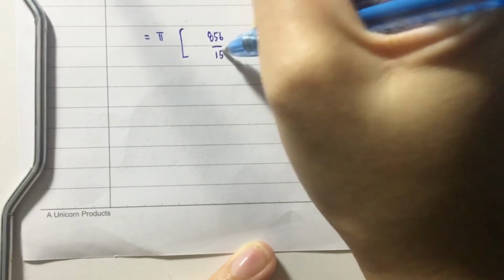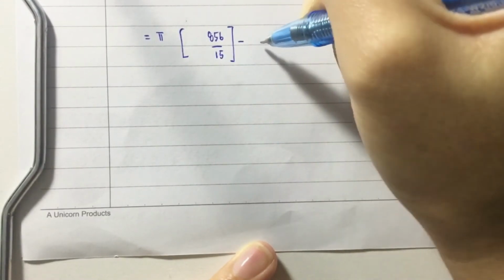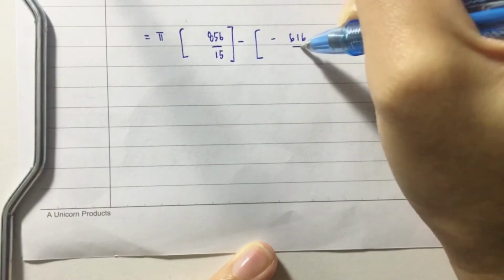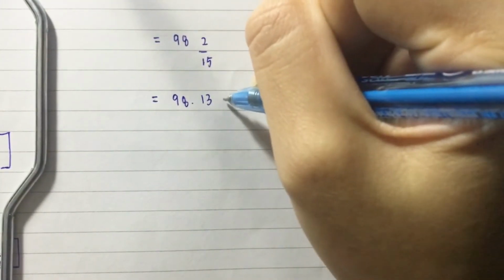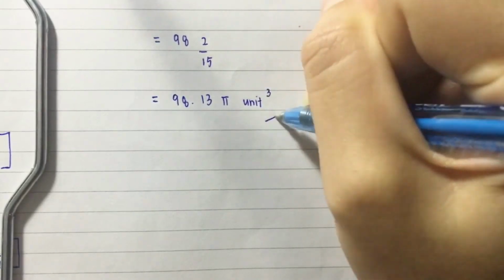For the upper bound, I get 856 per 15. And for the lower bound, I get -616 per 15. Therefore, the volume is 1472 per 15, which is 98.13 unit cube. That's it for my video.